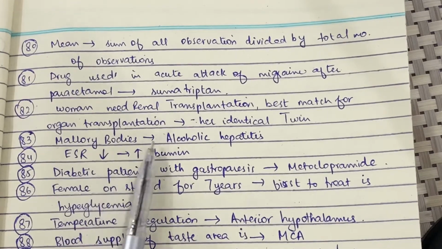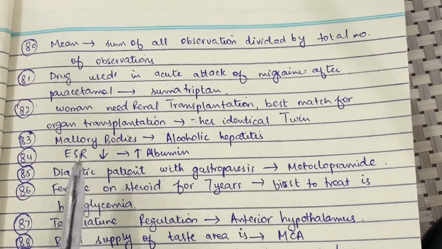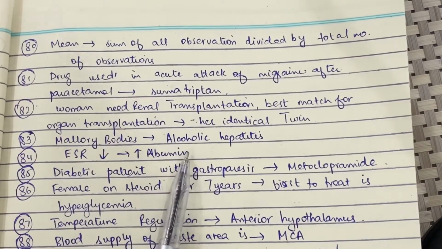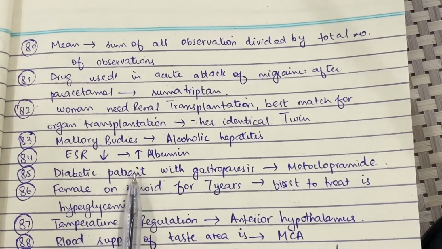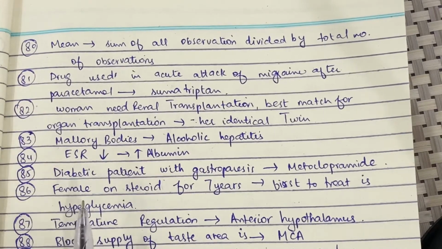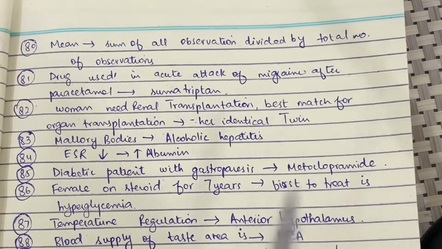The woman needed a renal transplantation. Best match for organ transplantation is her identical twin. Mallory bodies are found in alcoholic hepatitis. ESR decreases with increased albumin. Diabetic patients with gastroparesis, we give metoclopramide.